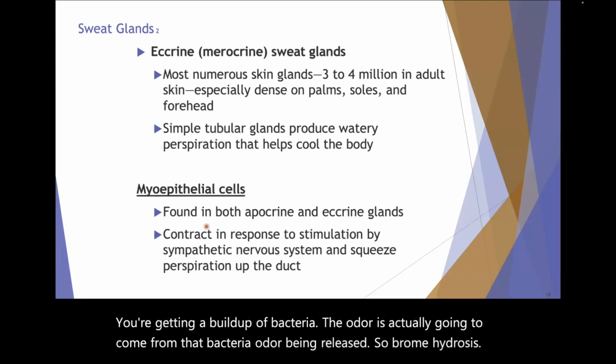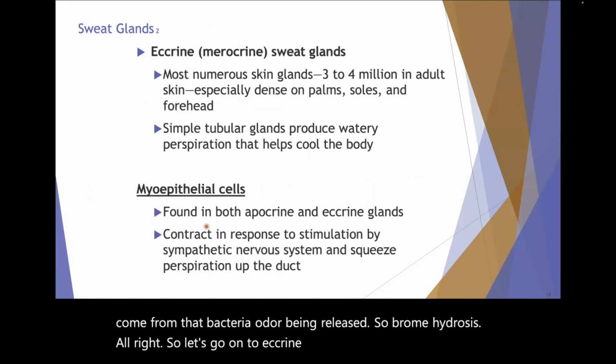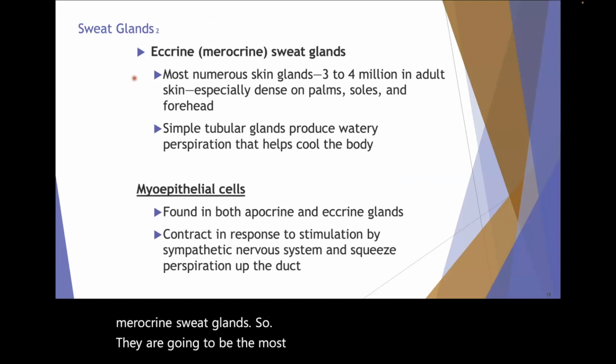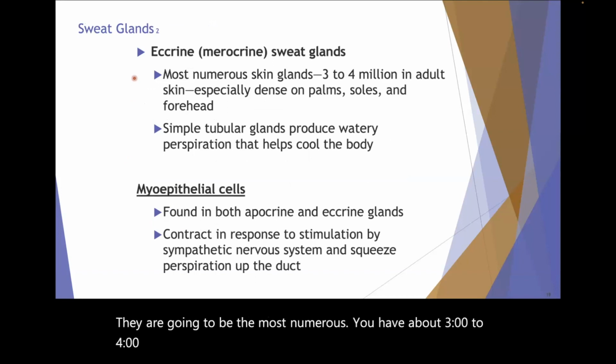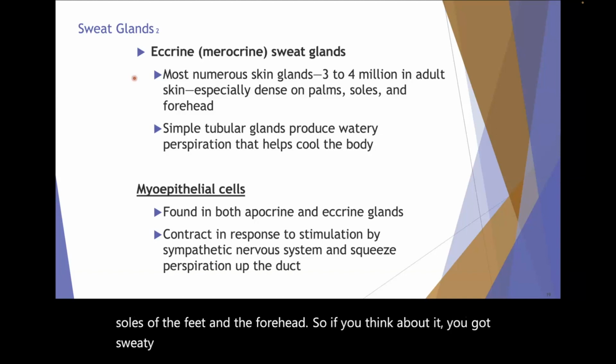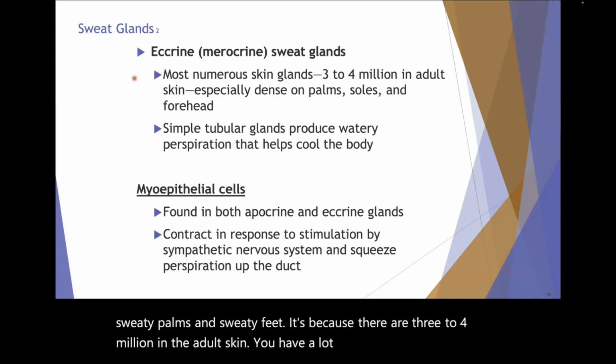All right, so let's go into eccrine sweat glands, sometimes called merocrine sweat glands. They are going to be the most numerous. You have about 3 to 4 million of them in the adult skin, especially on the palms, the soles of the feet, and the forehead. If you think about it, you get sweaty palms and sweaty feet because there are 3 to 4 million in the adult skin. You have a lot of merocrine sweat glands.